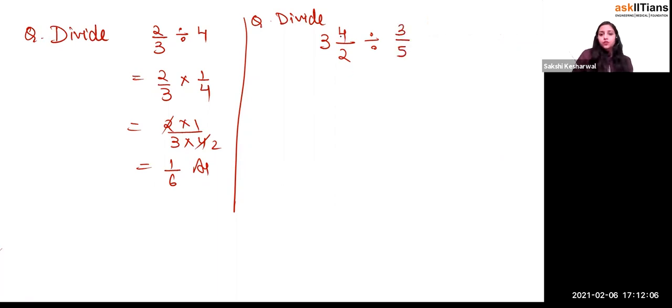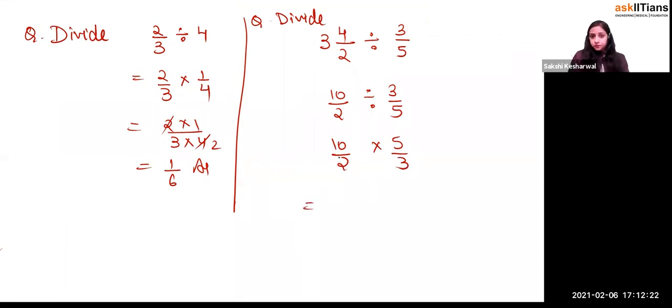So it can be written as what? This is a mixed fraction, so convert it into an improper fraction. So this will be 10/2 divided by 3/5. So this can be written as 10/2 into 5/3. So this is equal to what, beta? See, there is a cancellation.